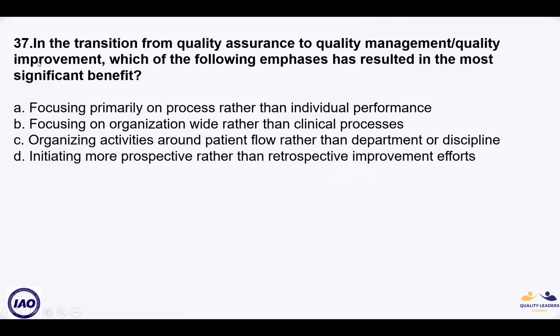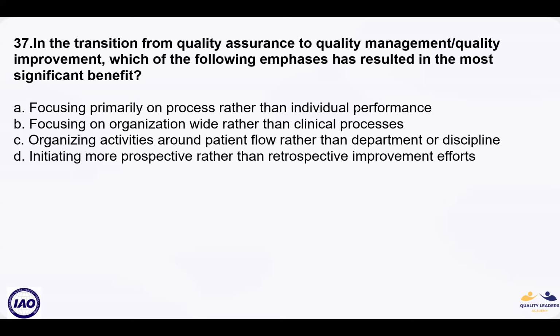Now, question number 37. In the transition from quality assurance to quality management or quality improvement, which of the following emphasis has resulted in most significant benefit? See, it's asking simple. From QA to QI transition, which single shift produced the most significant benefit? Okay, from older traditional thinking to the new thinking in quality improvement or quality management, which single shift produced best results? Okay, so a sort of paradigm shift.